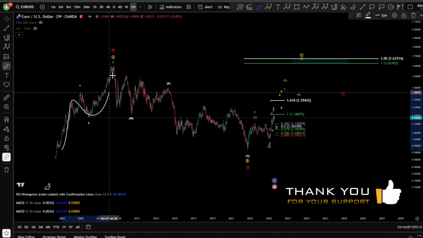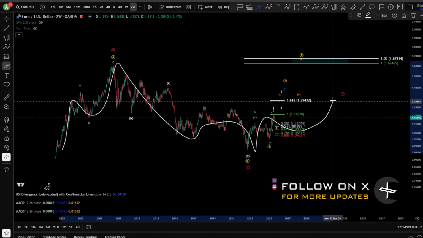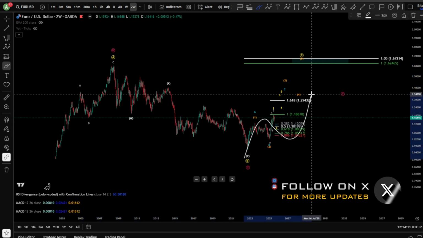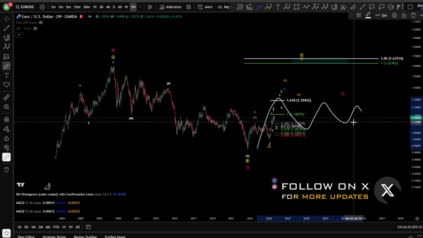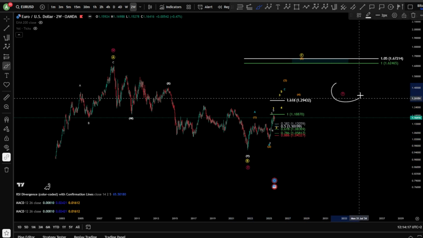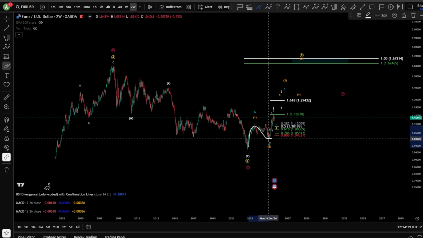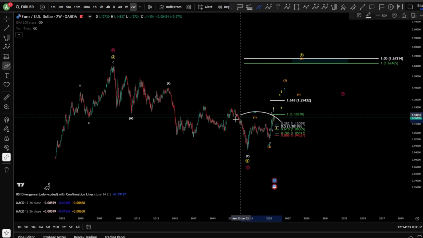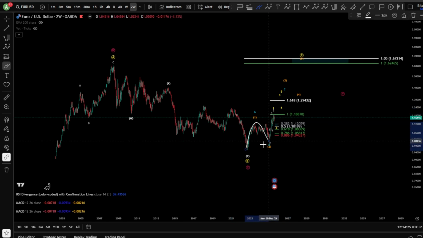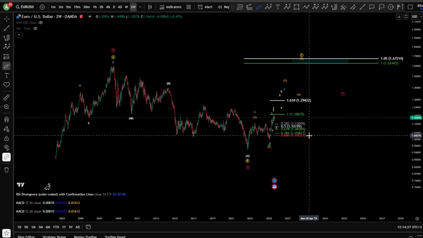Another scenario is, of course, the W, the X, and the wave Y, where your wave Y can be a zigzag, can be a flat, can be even a triangle. You have several possibilities here for a wave Y. However, the highest possibility right now is the impulse, or at least a zigzag towards the upside unfolding, since we have a 1, 2, or an A, B, and a C.